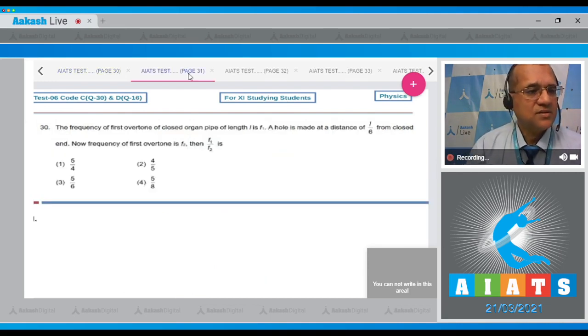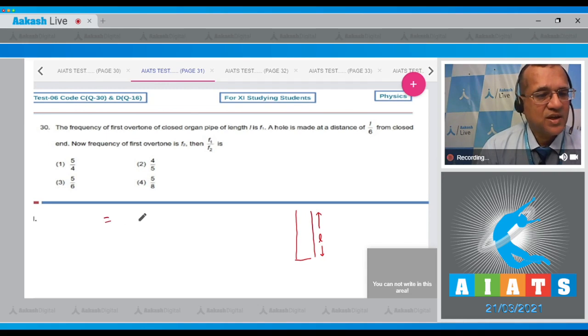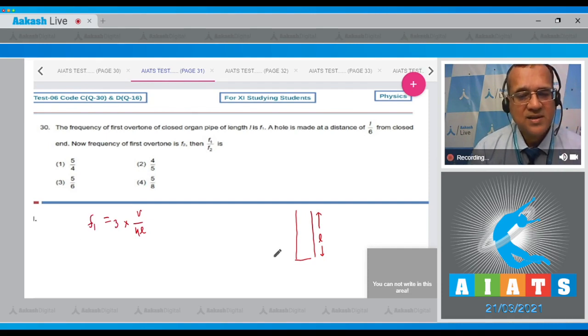Question number 30 says: the frequency of the first overtone of a closed organ pipe of length L is F1. A hole is made at a distance of L by 6 from the closed end. Now the frequency of the first overtone is F2. What is the ratio of F1 to F2? This is the closed organ pipe of length L. Its fundamental frequency is V by 4L, and the first overtone is 3 times the fundamental, that is the frequency F1 given. Now he says that a hole is made somewhere here, at a distance of L by 6 from the bottom.